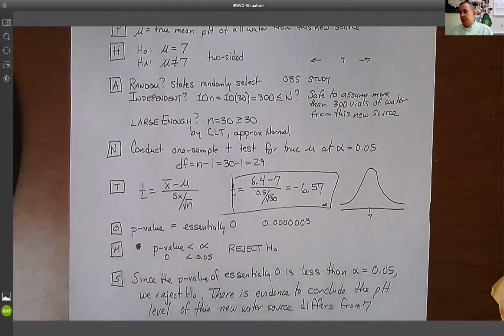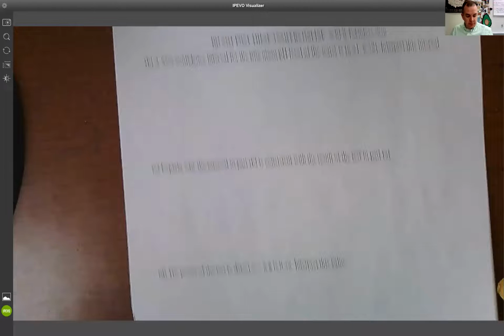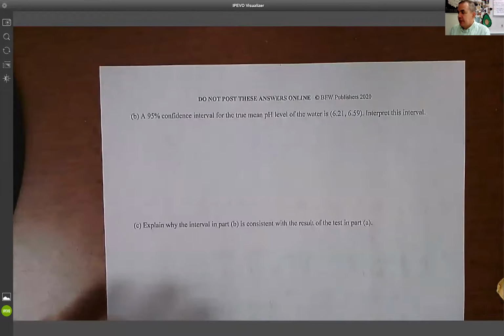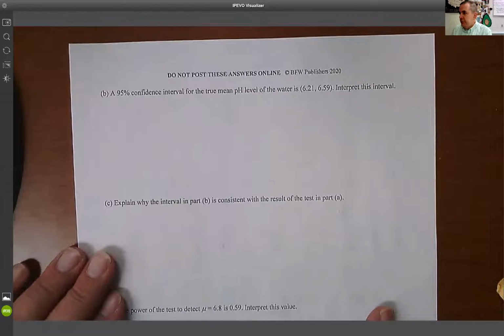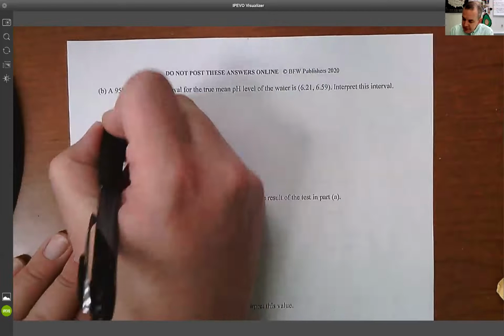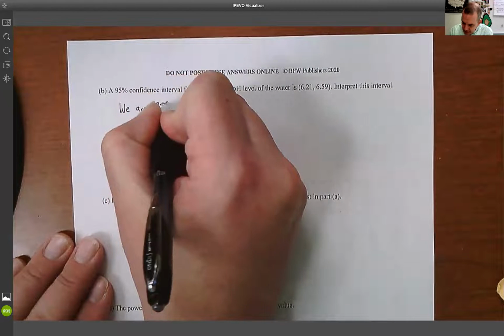So now what I want to do is show you the follow-up questions that come from this. So here we go. Here's our first follow-up question. It says, a 95% confidence interval for the true mean pH water level is 6.21 to 6.59. This is a thing we are 95% confident.